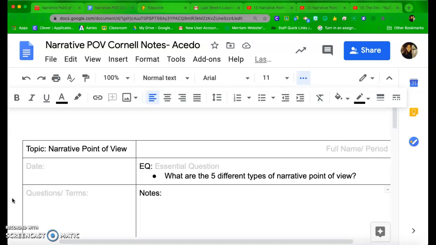And we always include an EQ or an essential question. Today's essential question is, what are the 5 different types of narrative point of view?